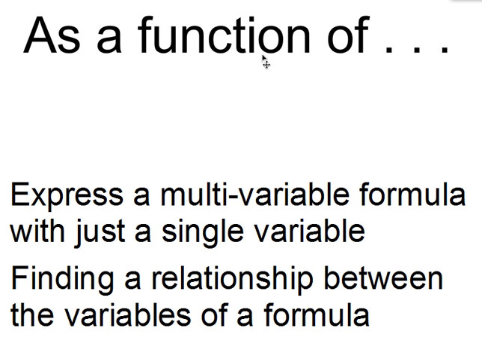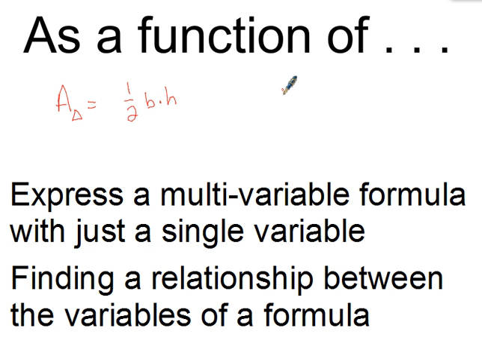So, "as a function of" is the title here, and what we're basically trying to do is write a multivariable formula with just a single variable. Think, for example, of the area of a triangle formula. The area of a triangle is determined by the base length and the height of the triangle. So as an example, area for a triangle equals 1/2 of the base times the height. The area formula will change as the base of the triangle changes or the height of the triangle changes. So here is an example where the area is a function of two different variables.